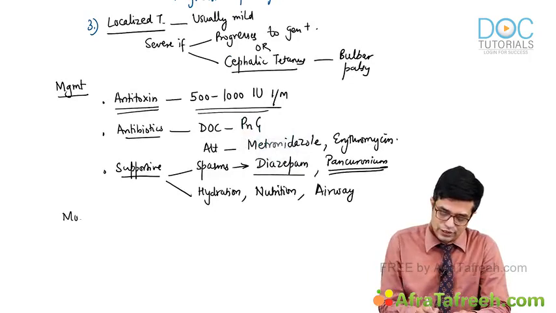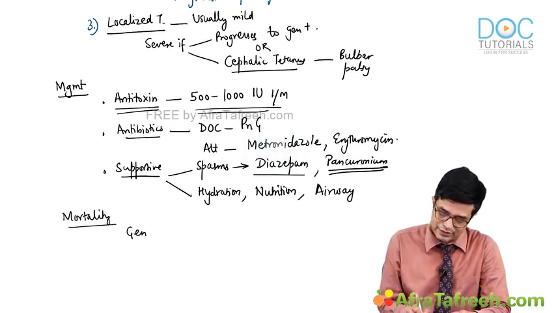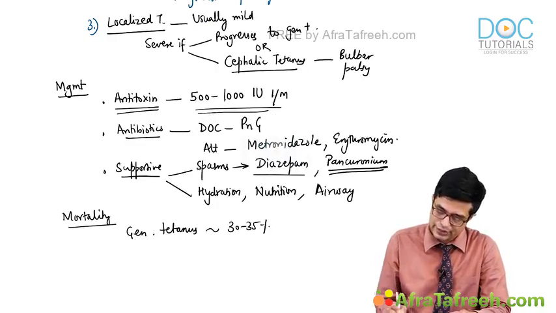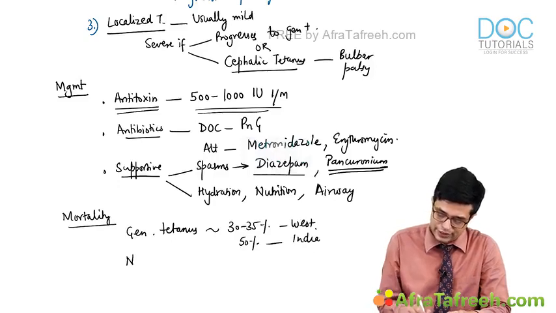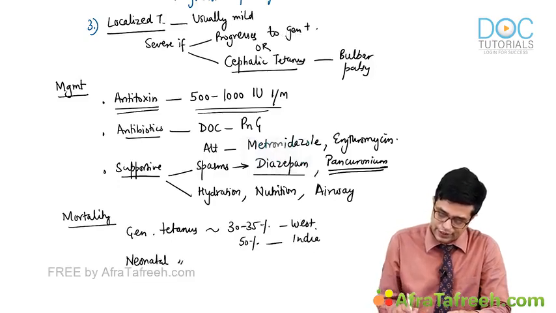Mortality in these children is high. It is found that generalized tetanus usually has a mortality in the range of around 30 to 35% in Western countries and about 50% in India. Whereas neonatal tetanus has a mortality in the range of 90%.